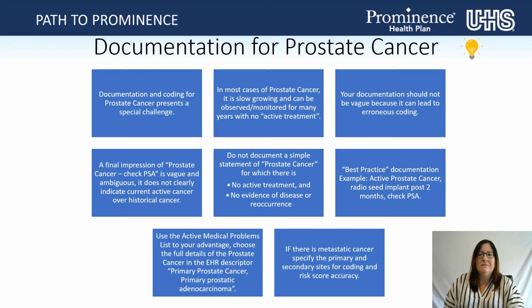Do not document a simple statement of prostate cancer for which there is no active treatment and/or no evidence of disease or reoccurrence. Best practice for documentation of prostate cancer, for example: active prostate cancer, radio seed implant post 2 months, continue to check PSA. Use the medical problems list to your advantage. Choose the full details of the prostate cancer in the electronic health record descriptor, for example, primary prostate cancer, primary prostatic adenocarcinoma. If there is metastatic cancer, specify the primary and secondary sites for accurate coding and risk score accuracy.